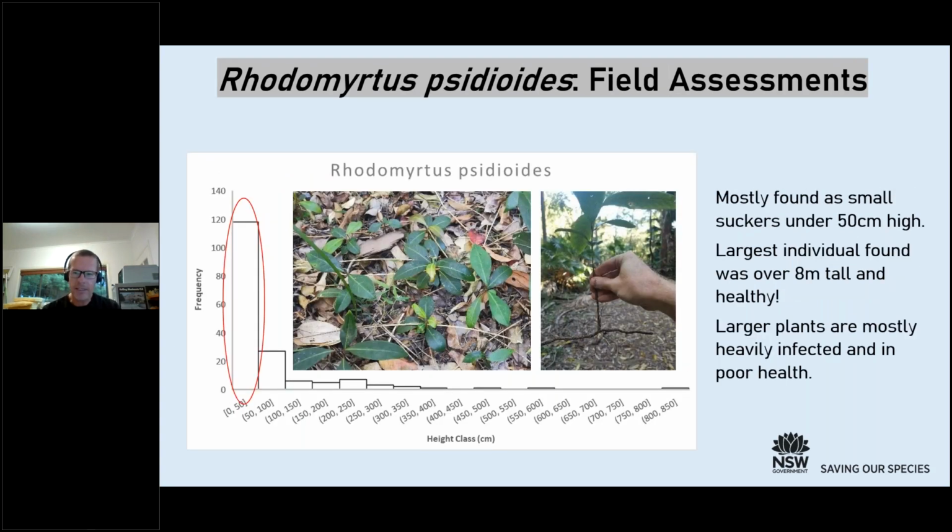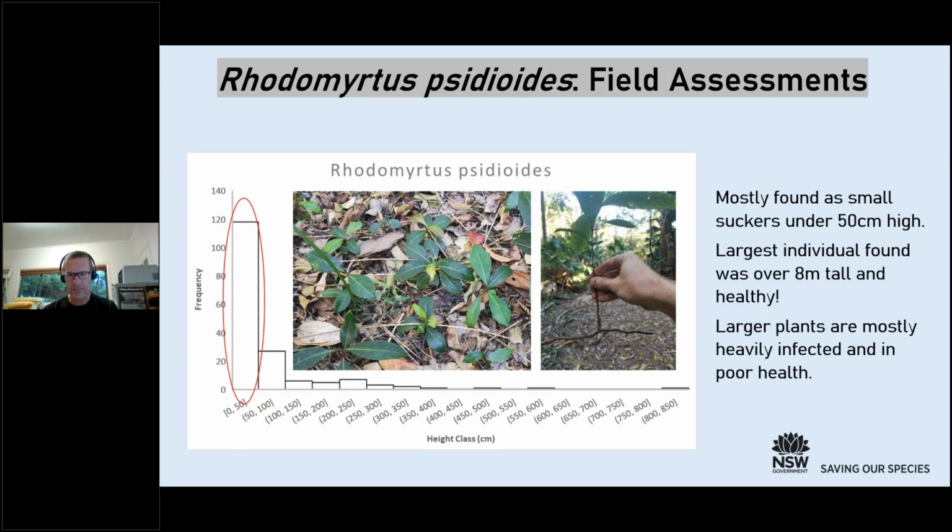So Rhodomyrtus psidioides is a different story again. Most of the adults have died in this species, and what we're finding now is mainly just small sucker fields that are coming up off the roots of those previous adult plants. In the assessments I've done for this species, most of the plants we're finding now are small suckers. The majority are below 50 centimetres tall, and nearly all of them are below a metre. When people see these, they often think they're seedlings, but when you excavate down, you can see they're just coming off the roots of the original adult plant.